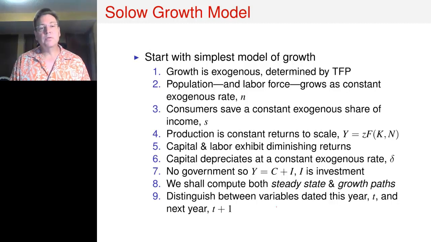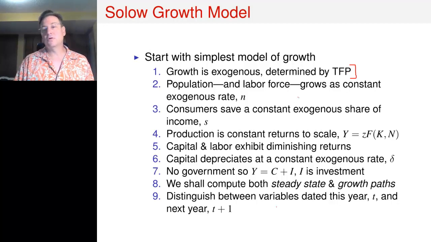Okay, so now this is really the simplest possible model of economic growth. And in this model, economic growth is actually going to, in the long run, be exogenous. And it's going to be determined by this total factor productivity that we have seen already. As I said, the labor force is going to grow at a constant exogenous rate of N. Consumers are going to save a constant share of their income, and that is S. So that means that their savings is always going to just be S times income.